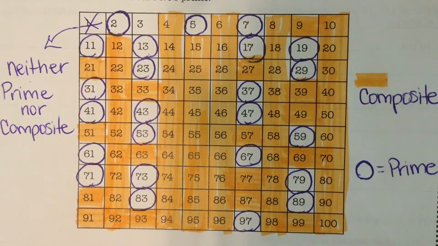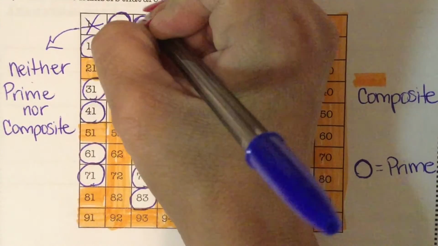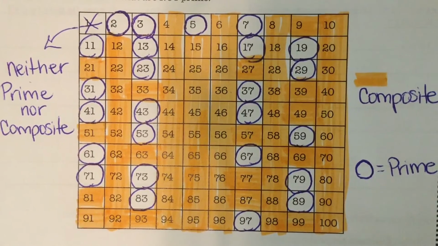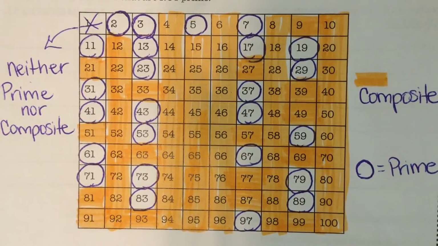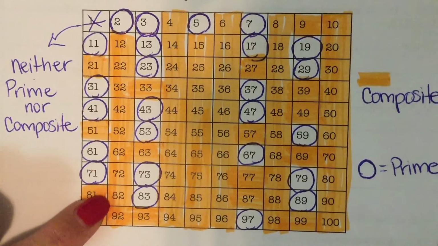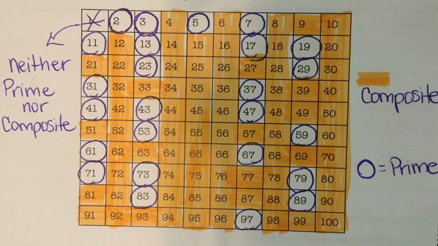Okay, I have a saying that we'll write down for, oh, I forgot to circle the number 3. Sorry. I have a saying that we'll write down for our prime numbers to kind of help us remember some of them. But for right now, make sure that you have highlighted with your highlighter all the composite numbers and circled all the prime numbers.